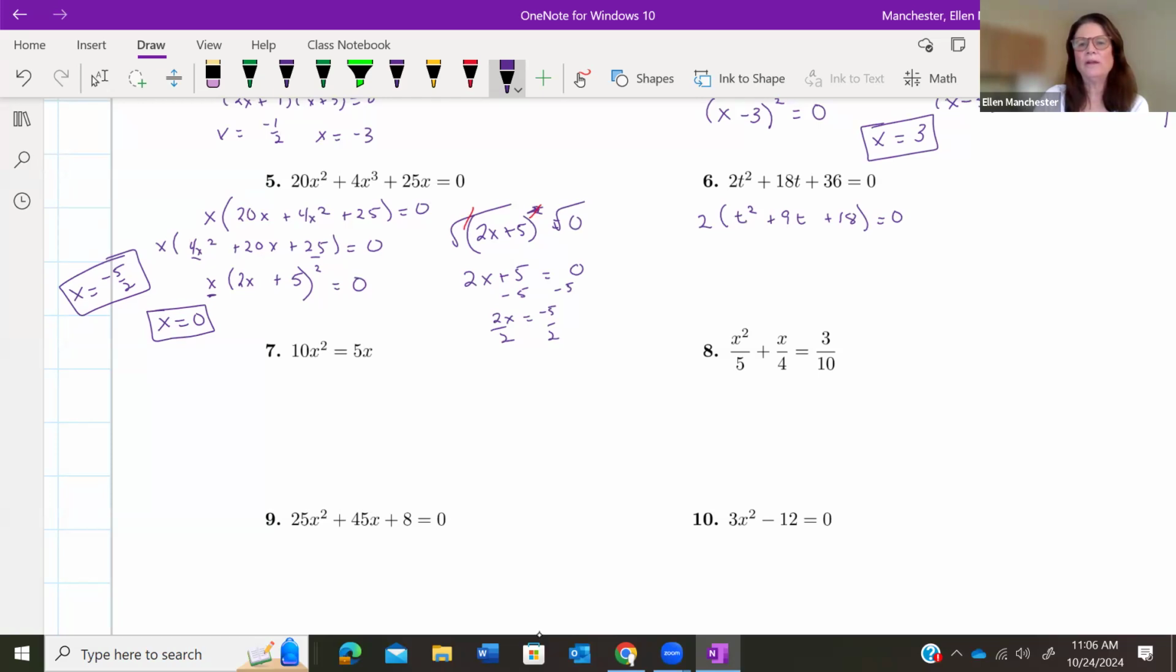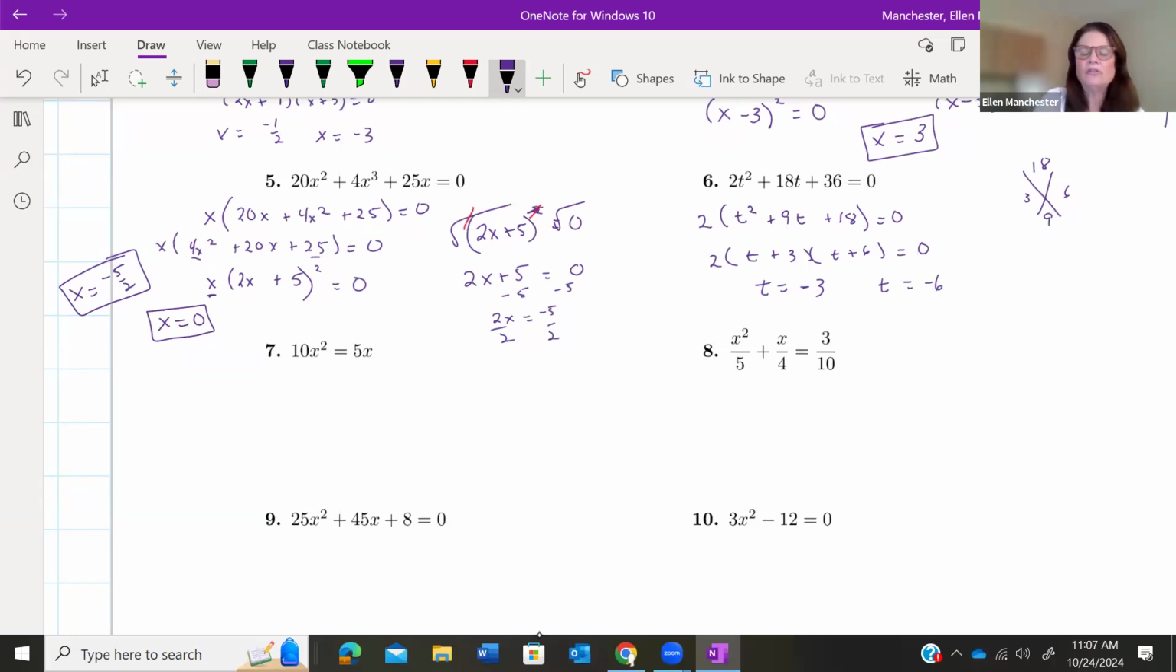So now we no longer have a value on the t squared, so a is 1. So what do you multiply to get 18, add to get 9? Good. 3 and 6. Perfect. So t plus 3, t plus 6. So your t values are going to be opposite sign. So negative 3, opposite sign, negative 6.